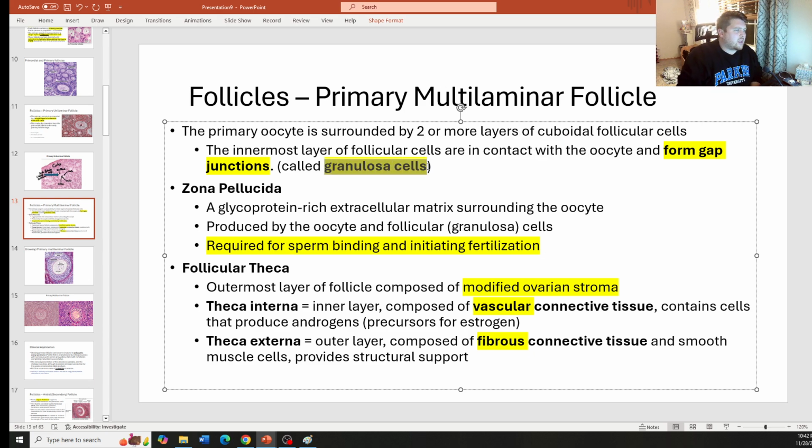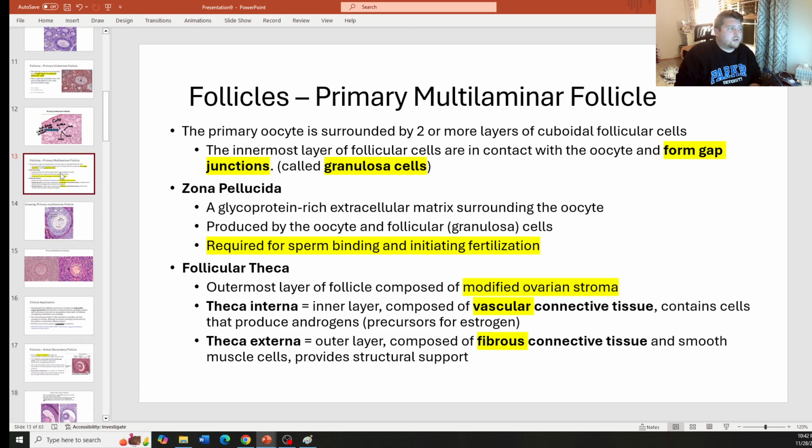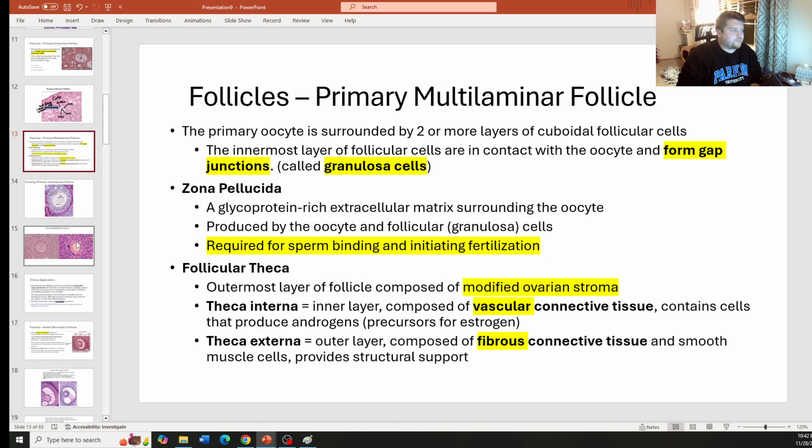And as well, throughout this presentation from here on out, if you see the word follicular cell, you can substitute it with granulosa cell. Follicular cell, granulosa cell. They essentially mean the exact same thing, so you can kind of connect those two things together.